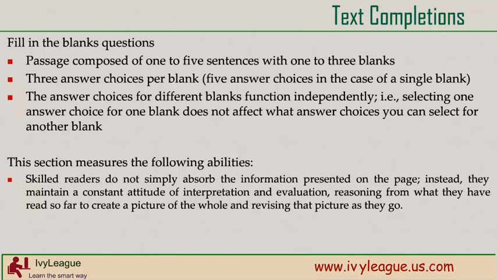Both sections of verbal reasoning have approximately 10 text completions questions each. These are basically fill-in-the-blanks questions. You are given a passage composed of 1 to 5 sentences with 1, 2 or 3 blanks. There are 5 answer choices per blank on a single blank question and 3 answer choices in the case of 2 or 3 blank questions.